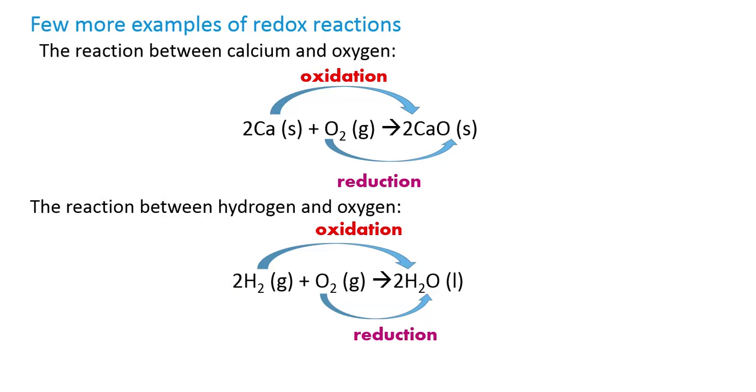Similarly, in the second example, hydrogen reacts with oxygen to form water. Here, hydrogen gained oxygen to form water, so it is oxidation. Oxidation and reduction always take place together, which means oxygen has been reduced. So, oxidation and reduction together is a redox reaction.